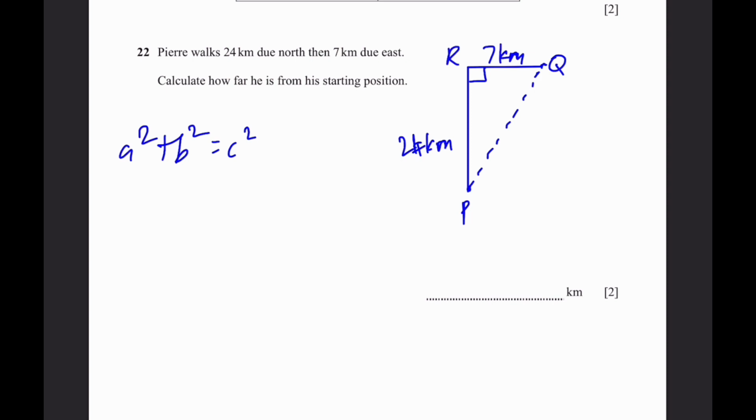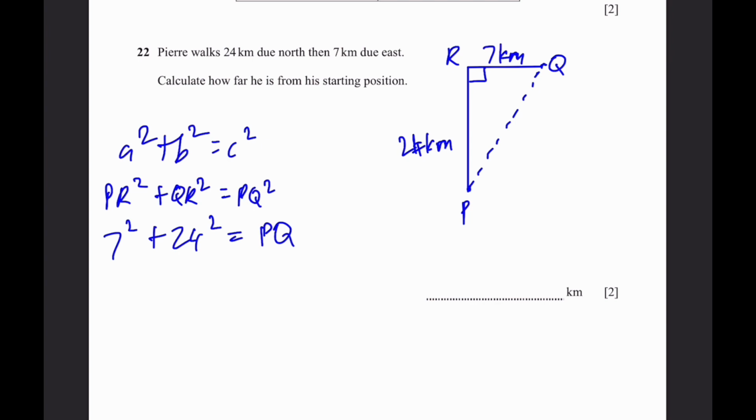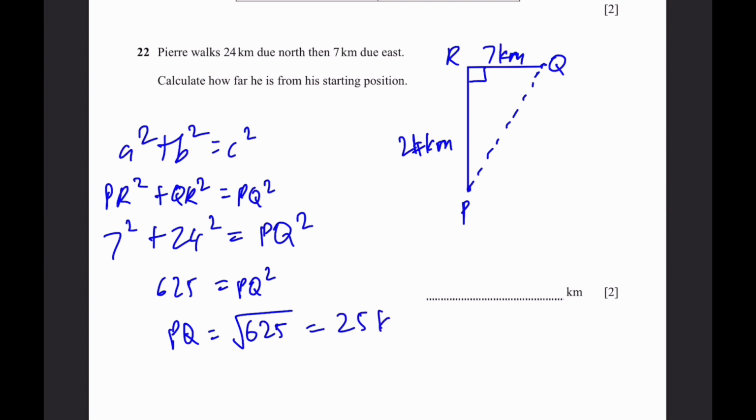Now we can continue. PR squared plus QR squared equals PQ squared. Now 7 squared plus 24 squared is equal to PQ squared. 49 plus 576, that's PQ squared. And if you do that, 625 is equal to PQ squared. PQ is equal to root 625, which is equal to 25 kilometers. And that's the distance he is from the start position. That's the answer. Question 23.